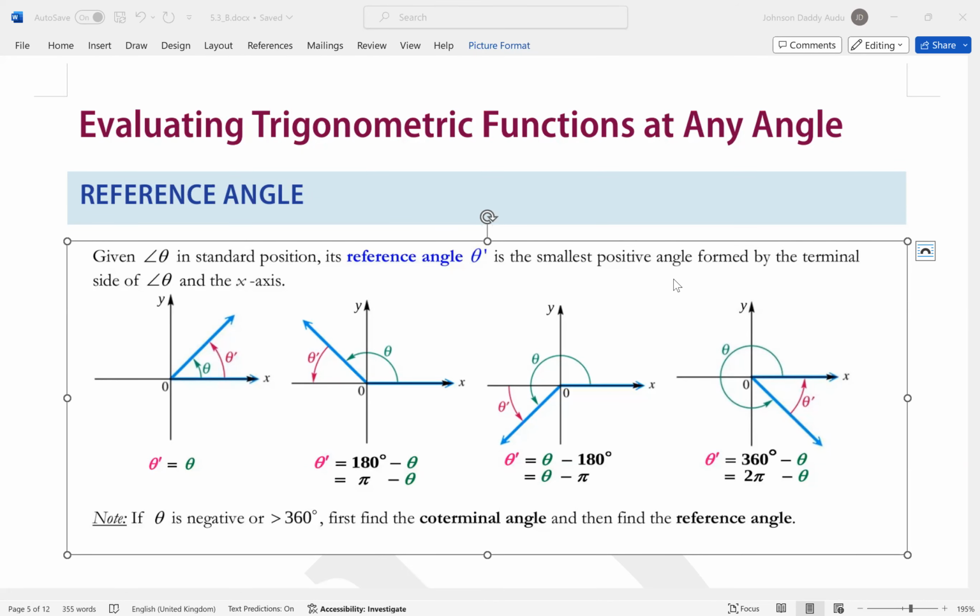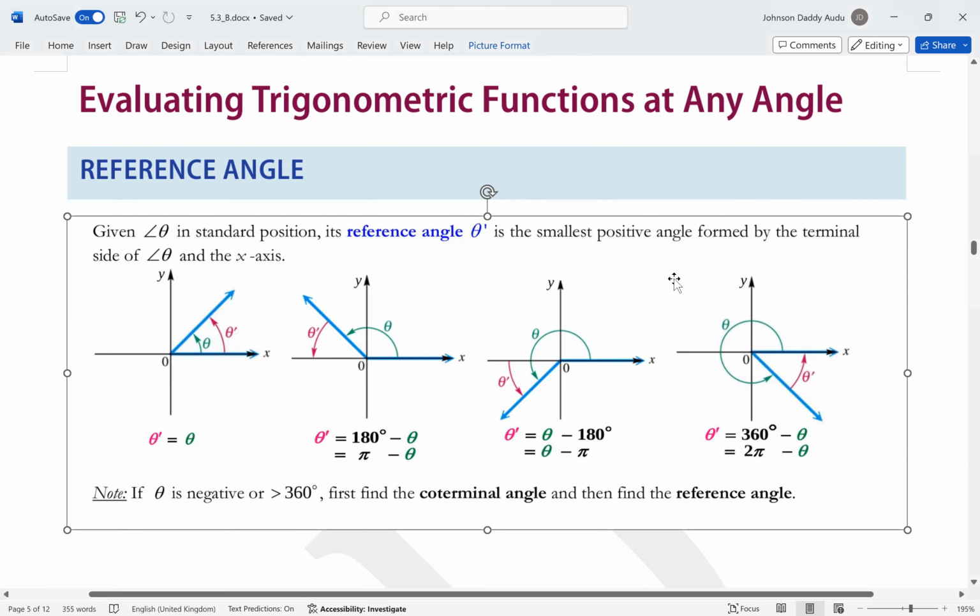Right, so here we'll be discussing how to evaluate trigonometric functions of any angle. But before we do that, we need to talk about reference angle. If you have an angle theta in standard form, then the reference angle, theta prime, is the smallest positive angle formed by the terminal side of angle theta and the x-axis.